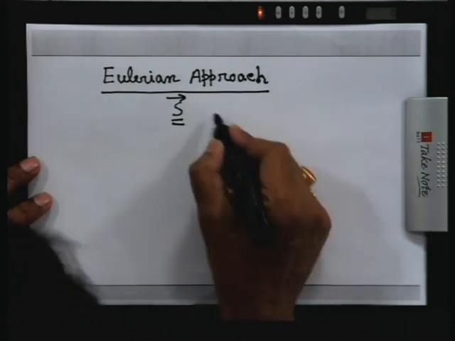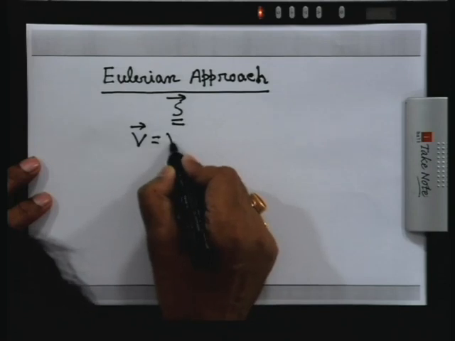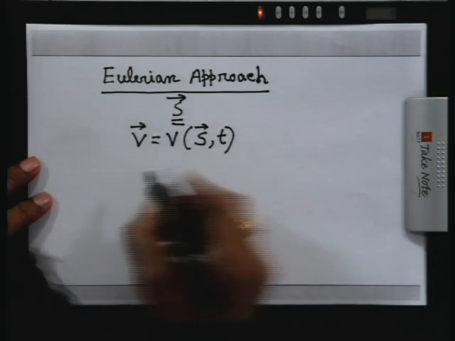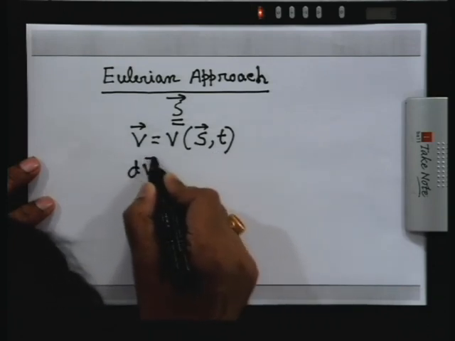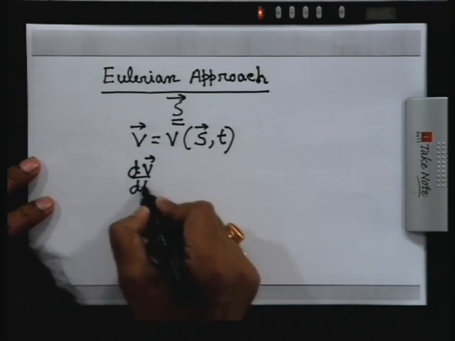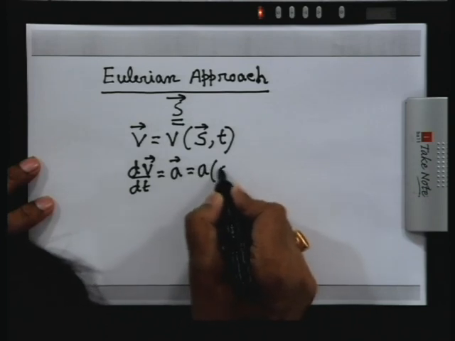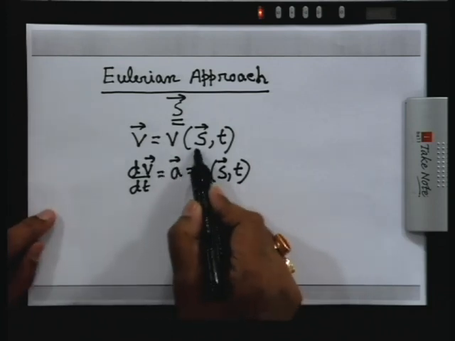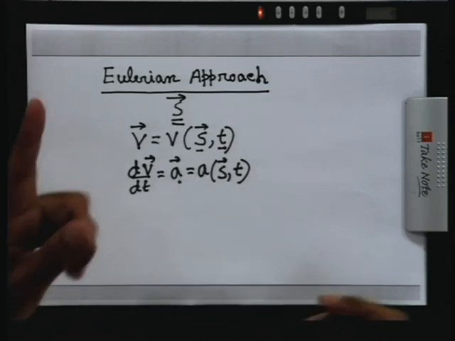And what is done? The velocity is expressed as a function of the space coordinate and time. And similarly, the acceleration, that is dv/dt, the acceleration vector, is also expressed as a function of space coordinate and time, which means that at a particular space coordinate at a given instant of time, velocity is known and acceleration is known. It tags physically the information of a particle at any instant.